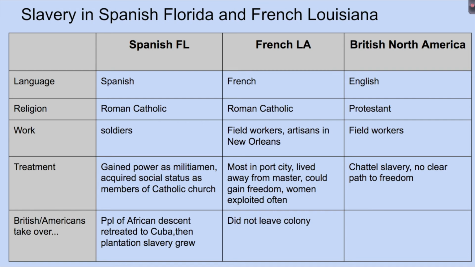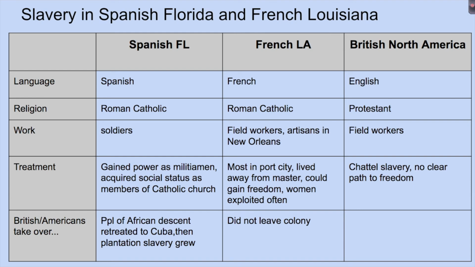Most of the slaves in Spanish Florida are going to work as soldiers. In French Louisiana, they're going to be field workers. And then some in the city of New Orleans will become more artisans and have more skills. And then most of your slaves in British North America will also be field workers. The treatment of slaves in Spanish Florida, they did gain power as those soldiers, those militiamen. They even got some social status, and they were usually members of the Catholic Church.